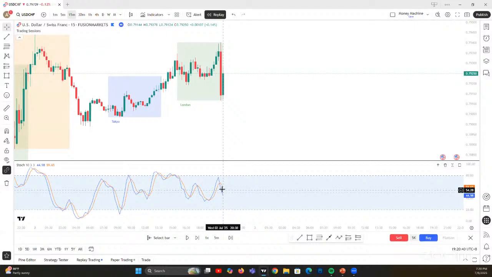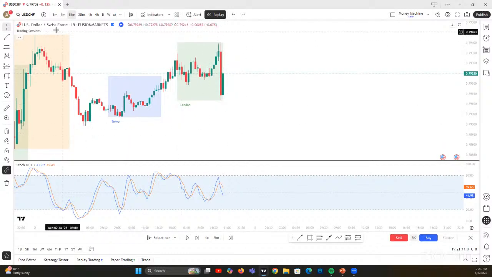This could be indecision. It wants to go up or down, but there's still New York to come. New York still needs to come, and this could potentially have a clear direction. But as you see, it's already a crossover and it's pointing down. Then it could have started its journey.